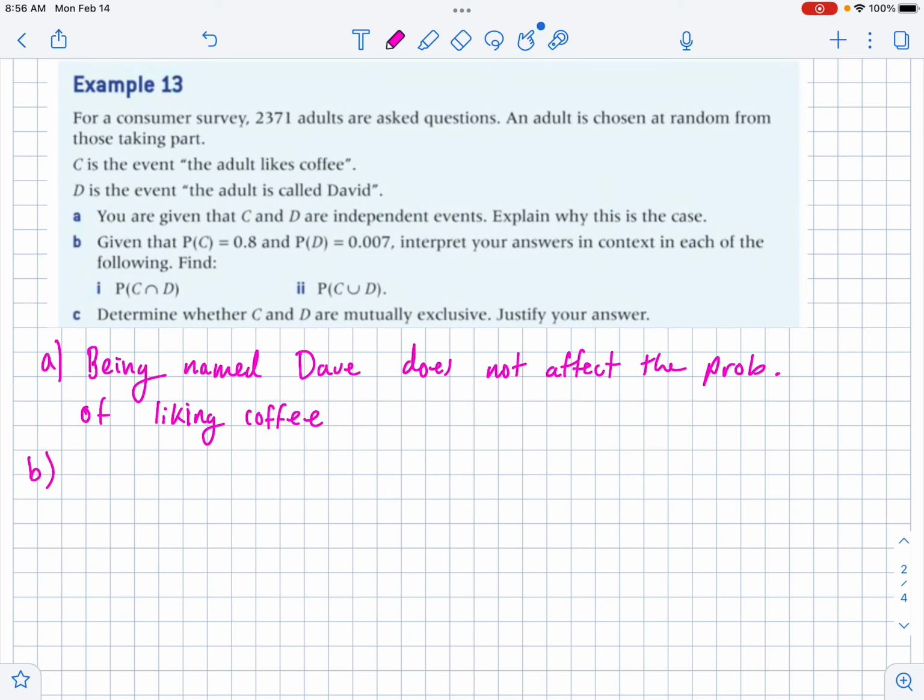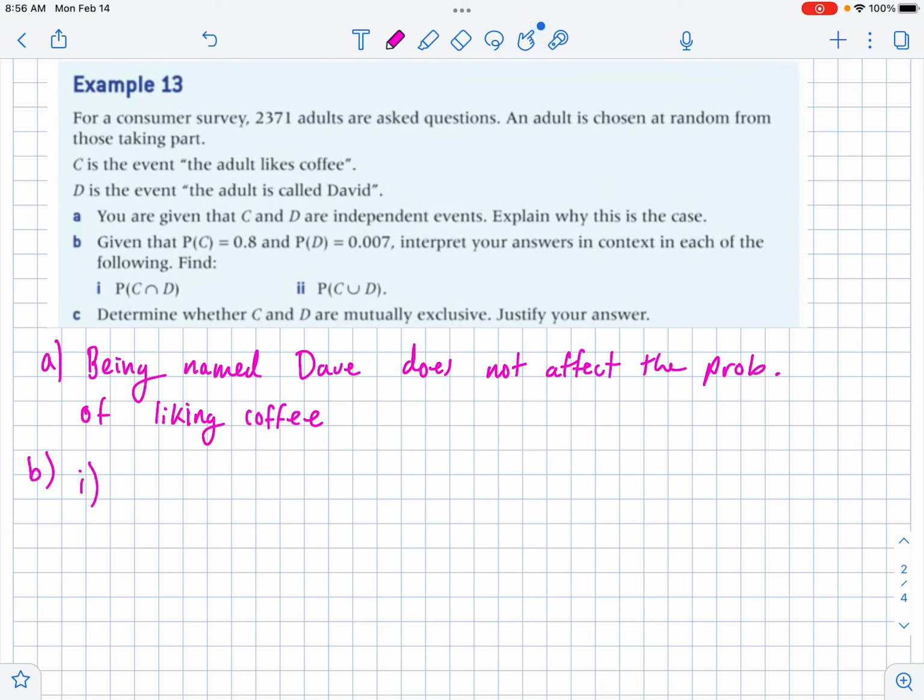So, being named Dave does not have an effect on whether or not you like coffee, and vice versa. If you like coffee, that doesn't mean that the probability that your name is Dave changes. Given that the probability of coffee is 0.8 and the probability of David is 0.007, interpret your answers in the context of each of the following.